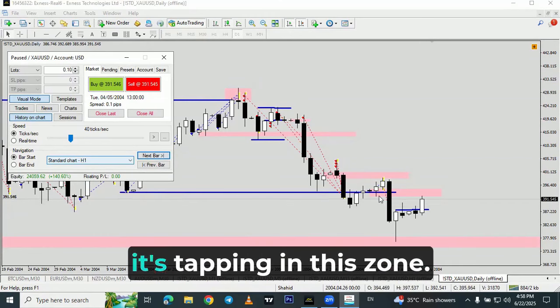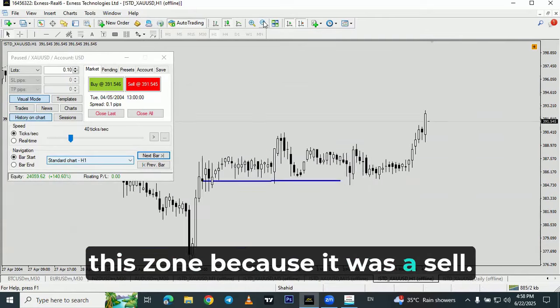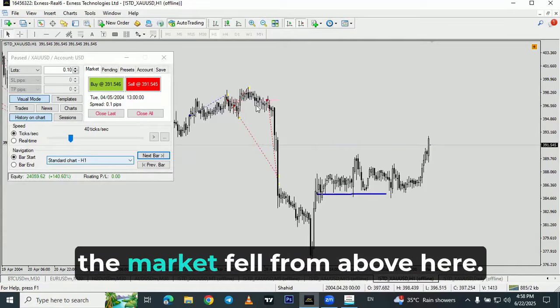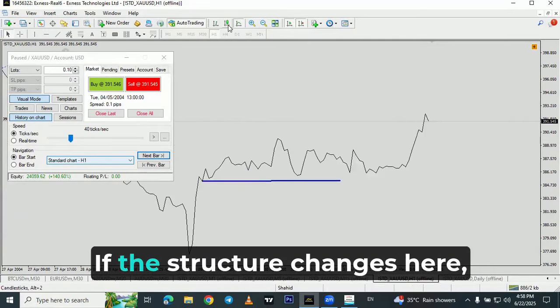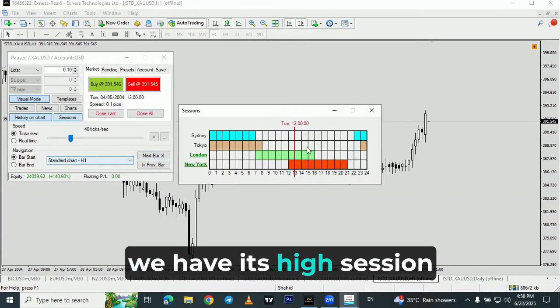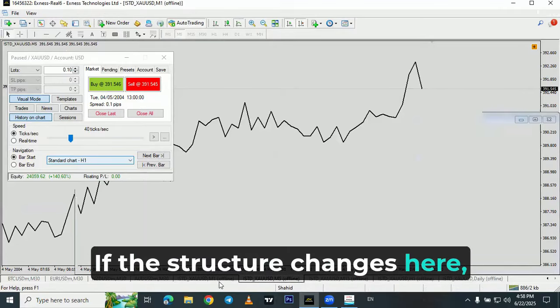Otherwise, if you see, it's tapping in this zone. Our trade was from this zone to this zone because it was a sell. Now, if we see here, the market fell from above here. So in this, all the range liquidities were picked. If the structure changes here, we have its high session volume here. Look, there's high session volume here. If the structure changes here, we will enter it.